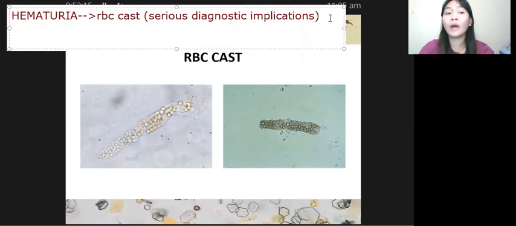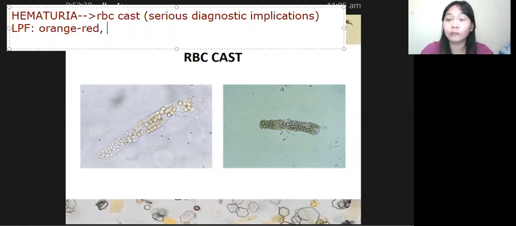You have to verify. Okay? How do we verify? You have to look closely at your cast using your low power objective, and the color of your Rbc cast is orange-red. It should have an orange-red color.